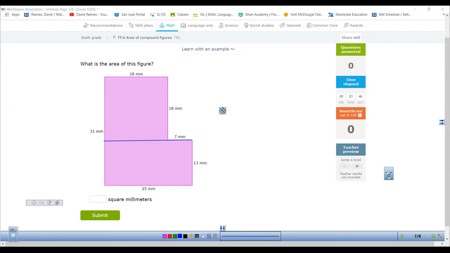All right. So I prefer to have as few different shapes as possible. In this case, I'm going to have two rectangles. Actually, this top one is a square, 18 by 18. And this bottom one down here is a rectangle, right? So we're going to have area 1 and area 2. And when I'm done, I'm going to add those two areas together.